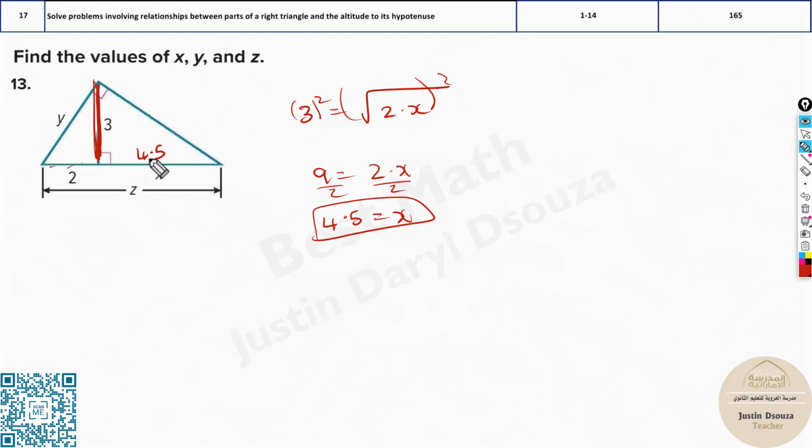So now what is Z value? 4.5 plus 2 is 6.5 here. And now once I know all these, can I find Y? Yes, Y will be this side and the total side, right? Y is equal to square root of 2 multiplied by Z, which is 6.5. You will get the answer. So that's how we solve it.